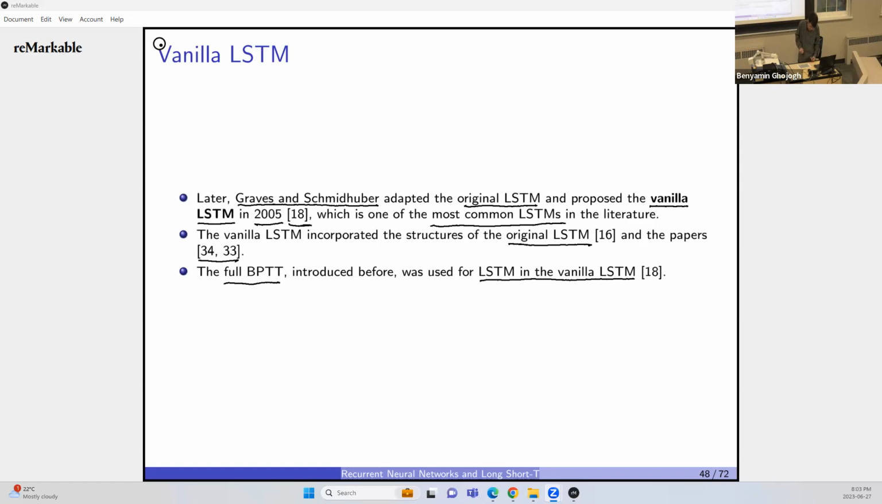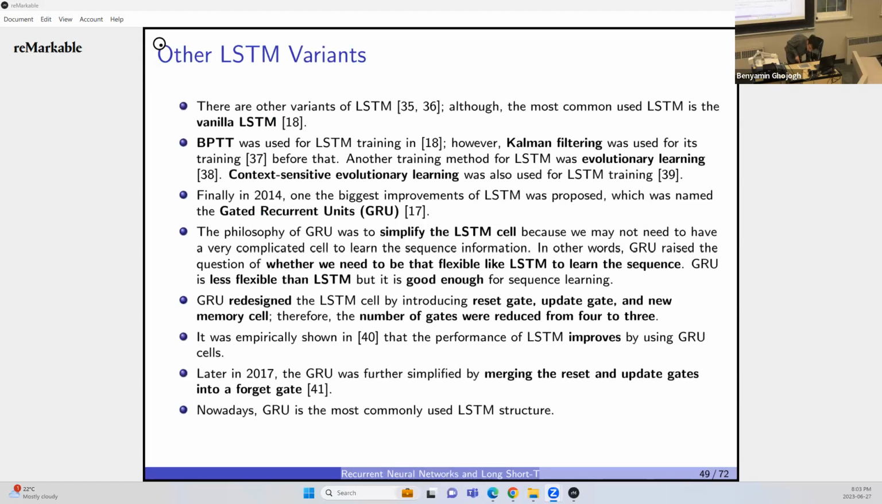Then other LSTM variants. Let's talk about them very fast. There are other variants of LSTM, although the most commonly used LSTM is vanilla LSTM. Backpropagation through time was used for training in reference 18. However, there are some other techniques for training LSTM, such as Kalman filtering. You can see the references for them. Another one is evolutionary learning.